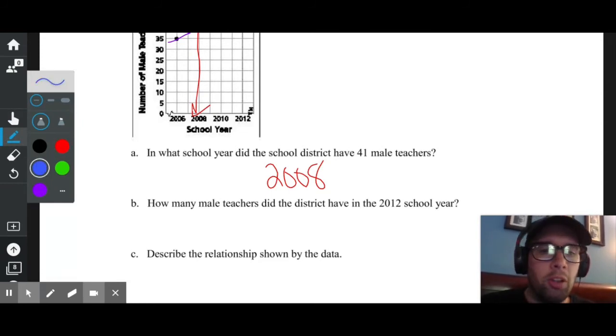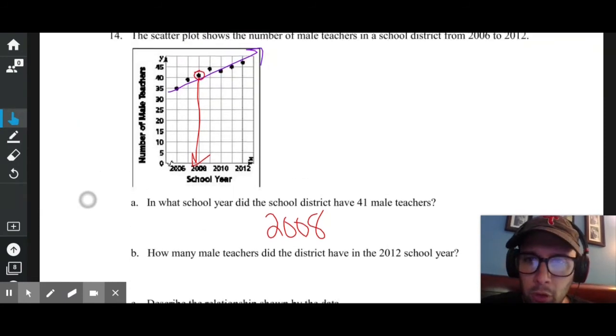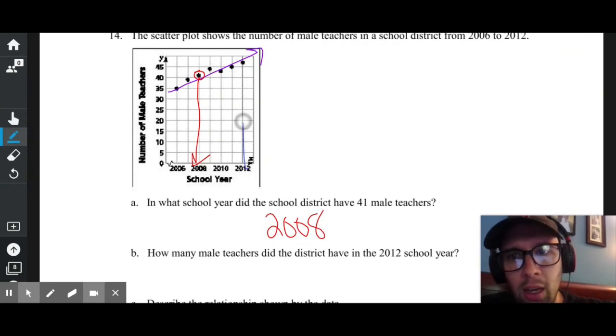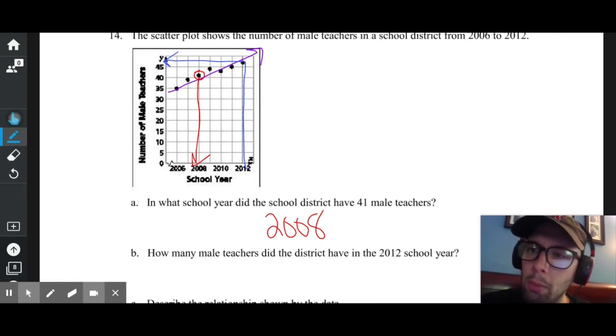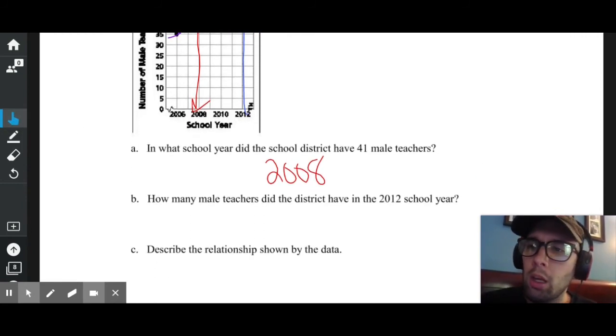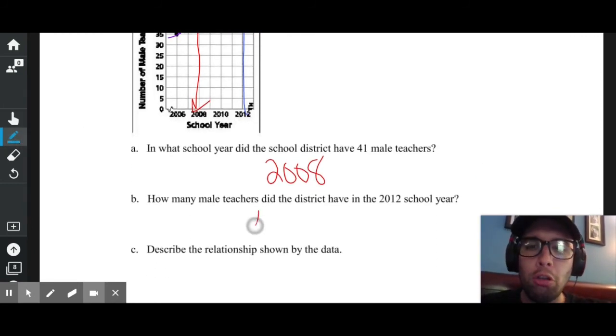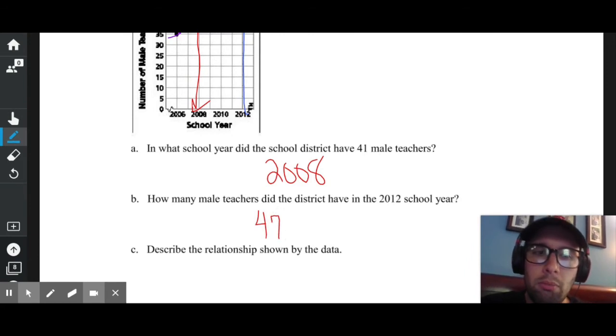How many male teachers did the district have in 2012? All right, well, let's go back up. 2012 is this guy, which seems to be a little bit more than 45. So I'm going to go with 47. You could be like, that looks more like a 48 to me. Well, it's an estimate. So I'm going with 47.